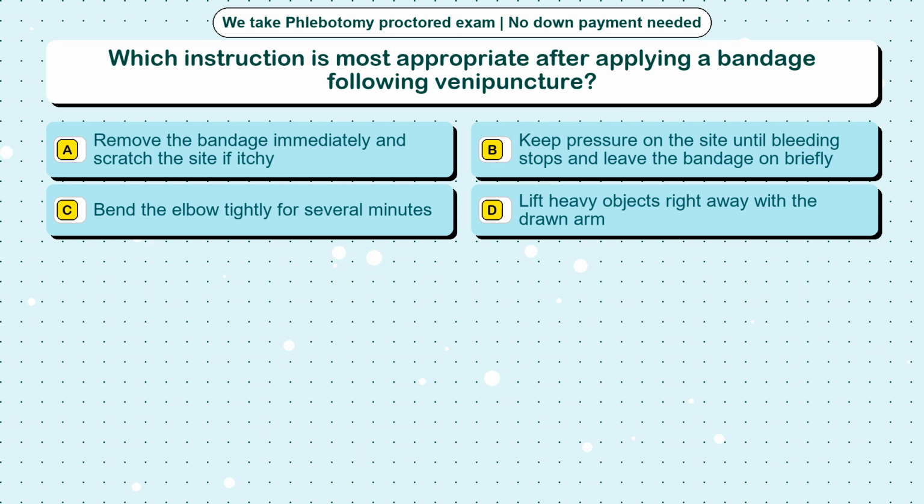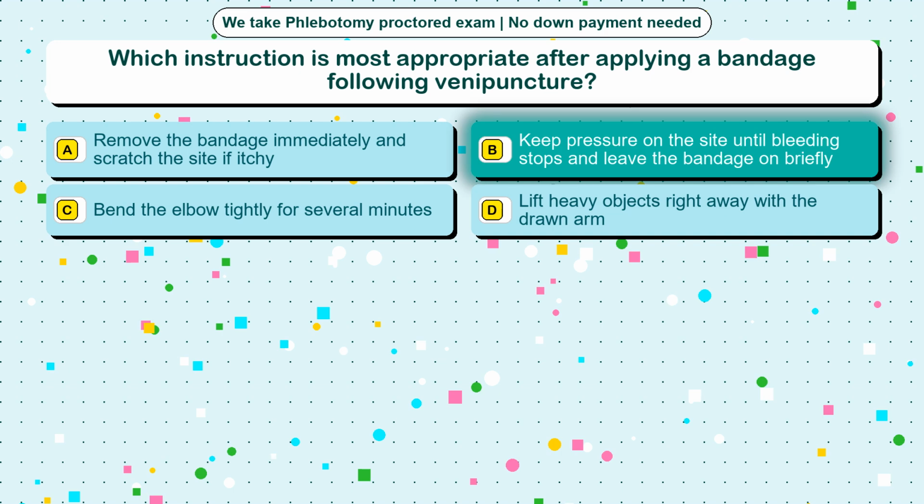Option B. Keep pressure on the site until bleeding stops and leave the bandage on briefly. Option C. Bend the elbow tightly for several minutes. Option D. Lift heavy objects right away with the drawn arm. The correct answer is option B.